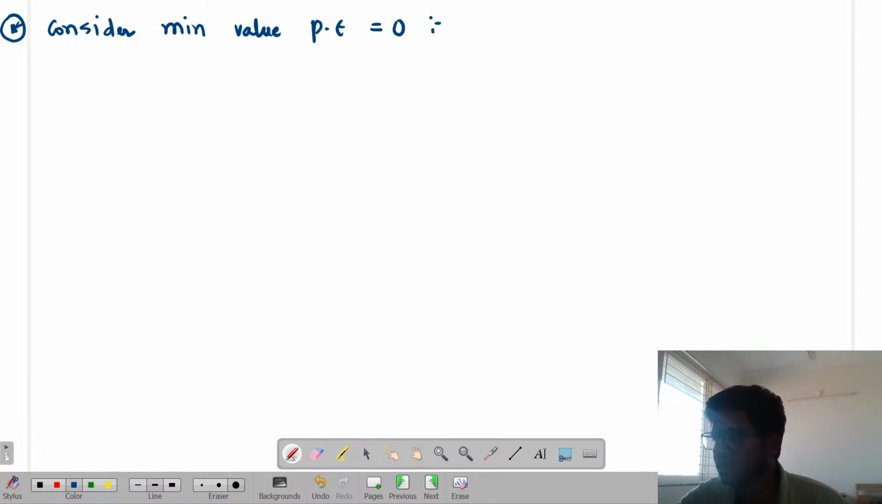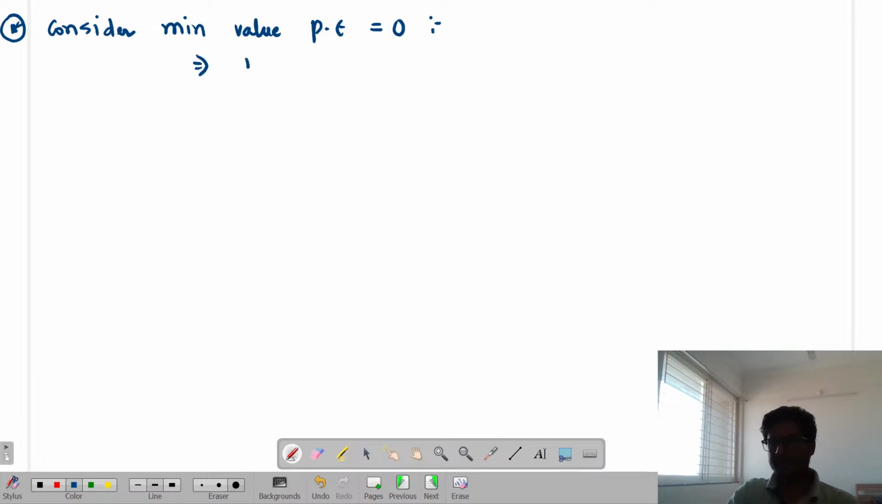Is that clear or not? And after that, we will talk about that. Consider the minimum value of potential energy to be 0. So, can we say that the maximum value of kinetic energy, what we will get over here, must be exactly equal to mechanical energy, isn't it?